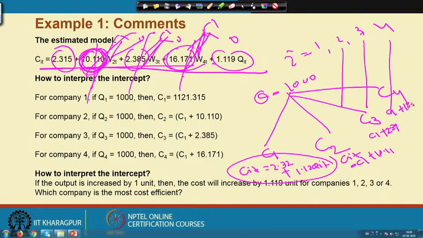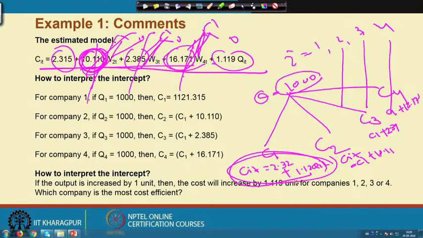So, this is the base model which represents the cost structure of the first company, that too for a uniform output. Again for company 2 the cost structure will be C1 plus 10.11, and then for company 3 C1 plus 2.39, and for company 4 C1 plus 16.17. So, that is the cost difference.